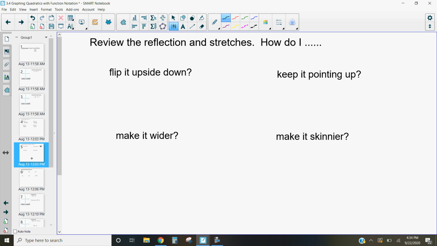If we want to flip it upside down, what we're going to do is switch it, so we have a negative f of x. That flips it upside down. To keep it pointing up, that'll just be a regular f of x. We want it to be positive.